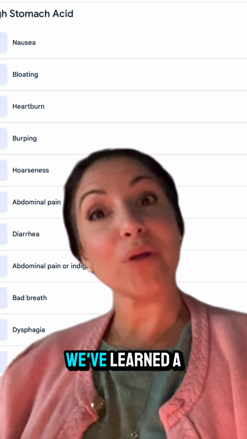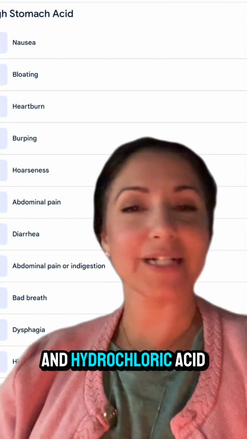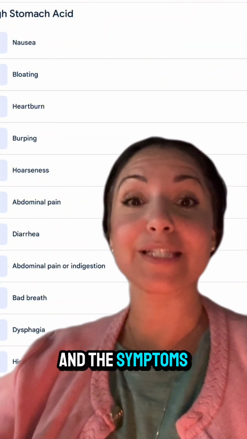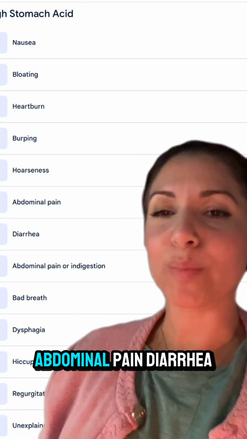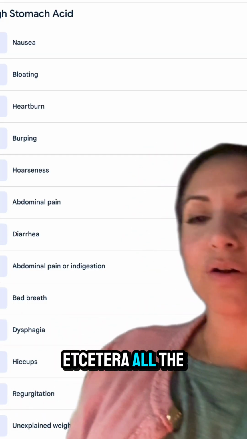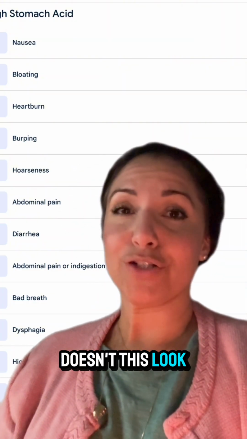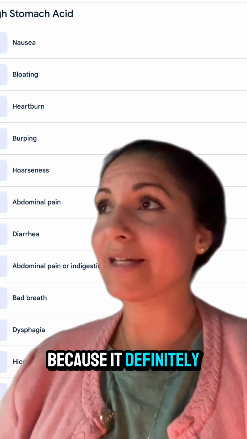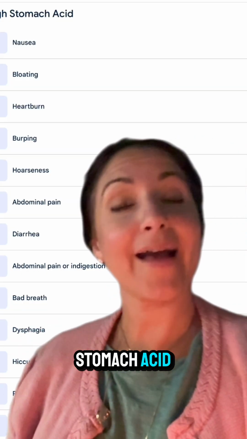Okay, guys, so now that we've learned a little bit more about the stomach and hydrochloric acid, let's go back to the original list of high stomach acid and the symptoms. We have nausea, bloating, heartburn, burping, hoarseness, abdominal pain, diarrhea, etc., all the way down to unexplained weight loss. Doesn't this look like a list of low stomach acid symptoms to you? Because it definitely looks like it to me. These are all symptoms of low stomach acid.